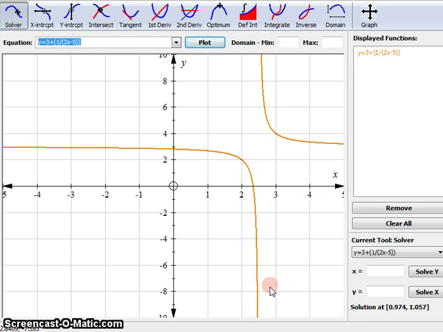We can see that there's a vertical asymptote here, around 2.5, and there's a horizontal asymptote here at what looks to be about 3. We're going to want to put those features in, as well as this y-intercept and this x-intercept.